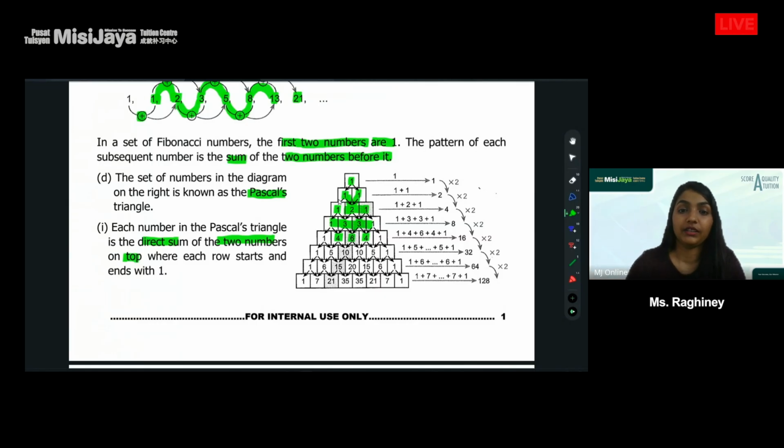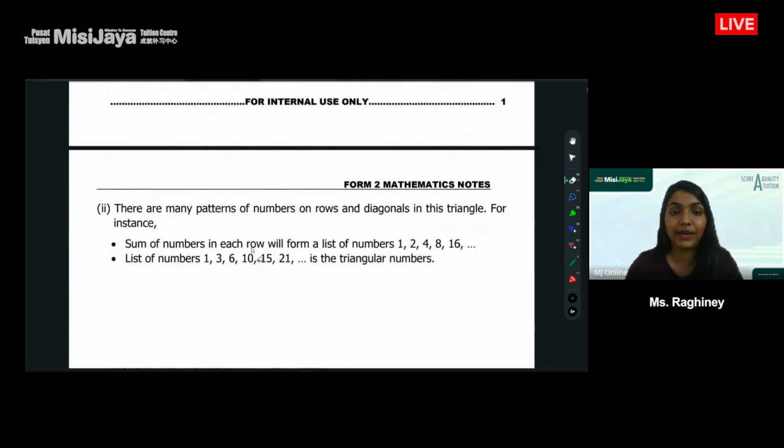So from this, we can see that there are many patterns of numbers on rows and also diagonals in this triangle. For instance, the sum of each row will form a list of numbers.